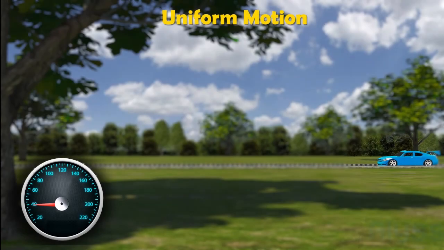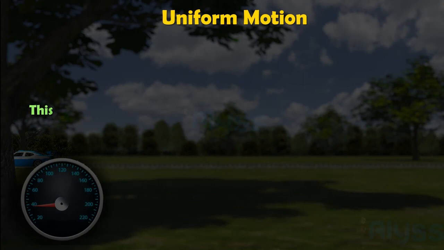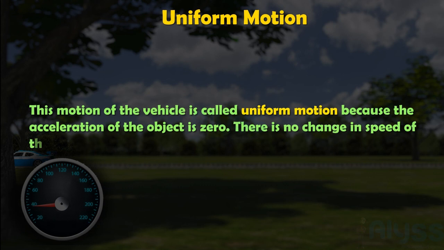For example, if a moving vehicle covers 40 meters every second, then its speed is constant at 40 meters per second. So, this motion of the vehicle is called uniform motion because the acceleration of the object is zero. There is no change in the speed of the vehicle.